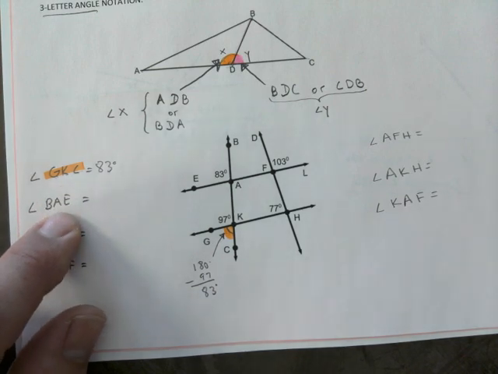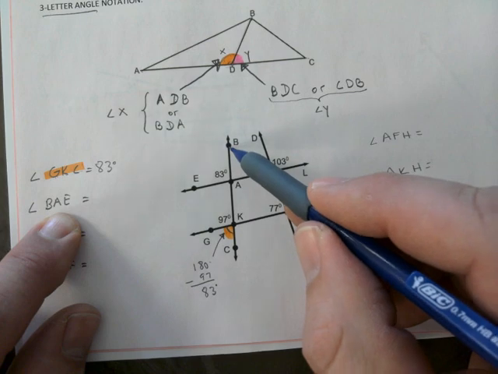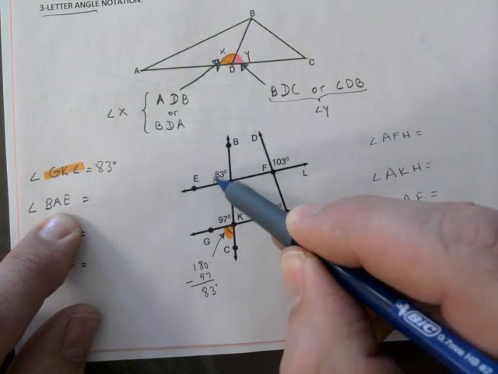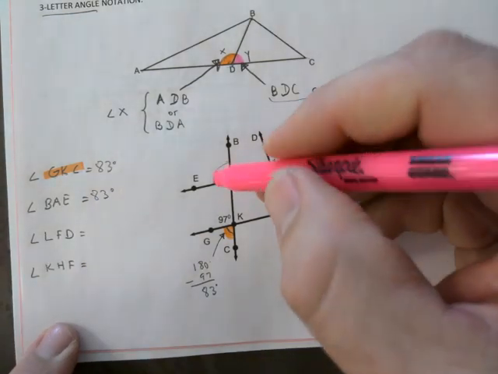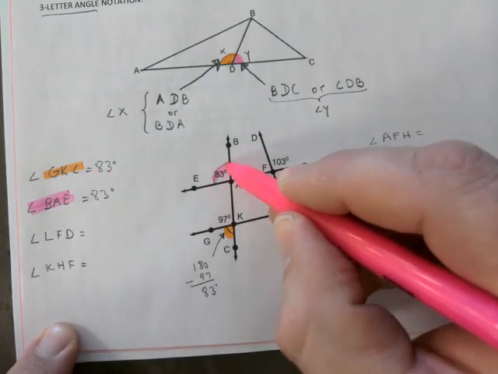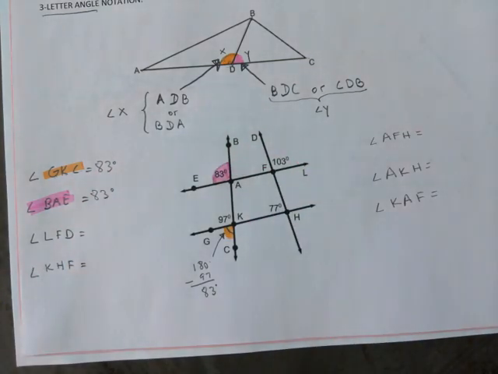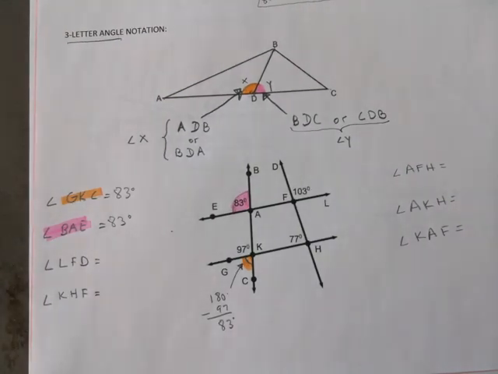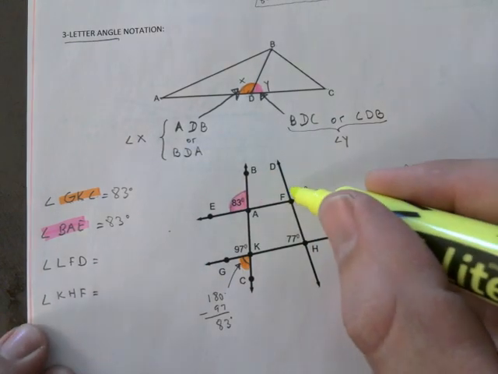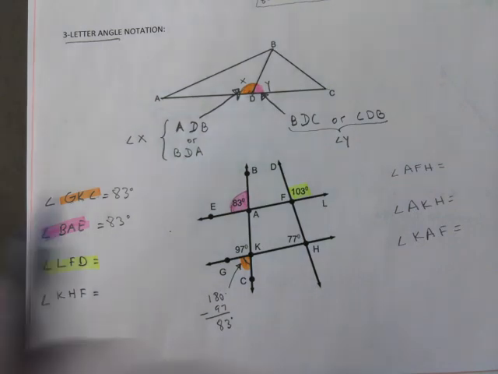Okay, next one, BAE. BAE is this one formed right there. It's actually this one, which is also 83. Use a different highlighter if you need to. Couple seconds again for those of you that were stuck. We're good. I don't have as many highlighters as I have angles, so I won't be able to do them all. LFD is right here. That's 103.